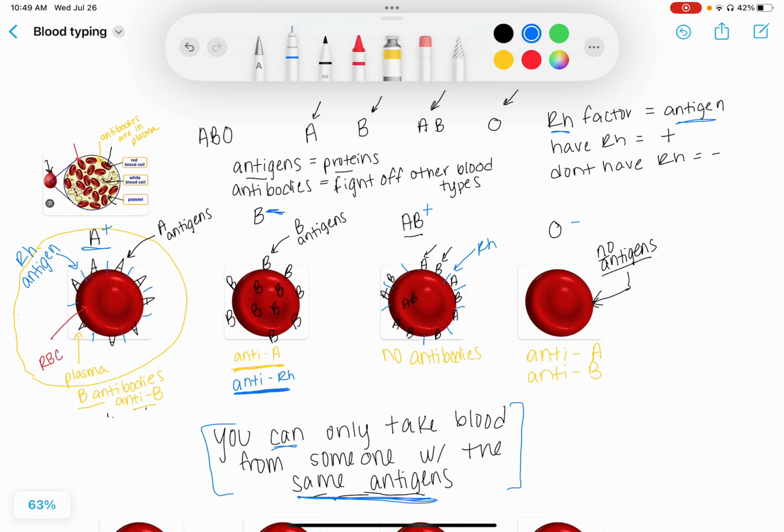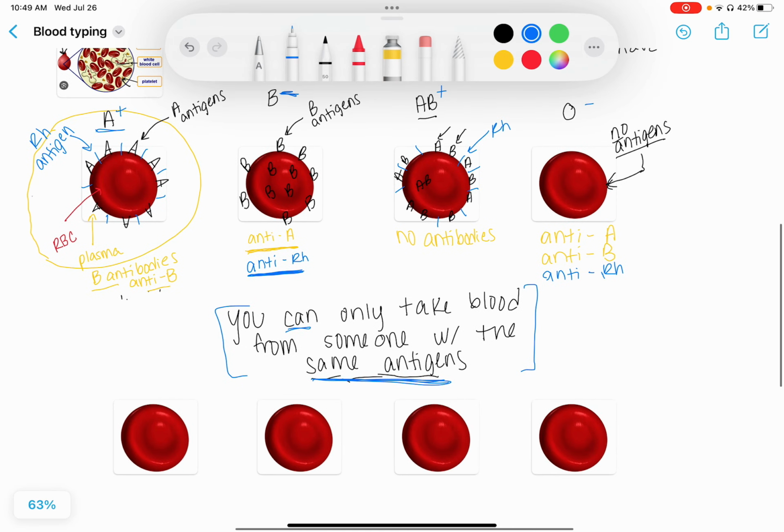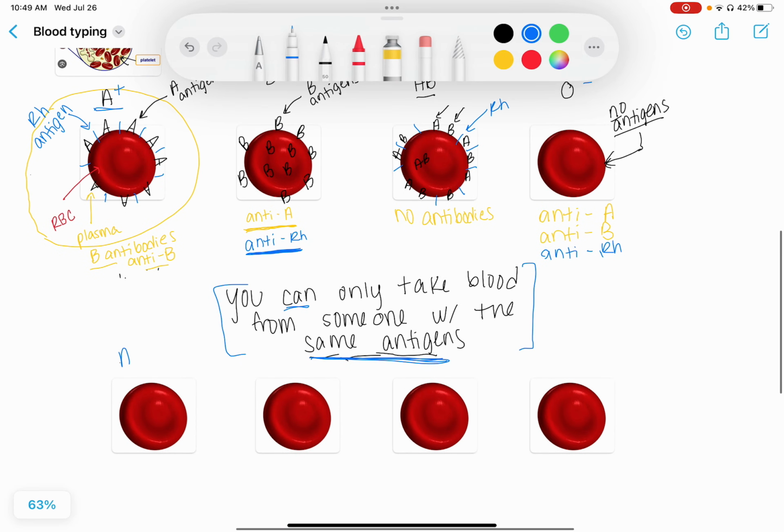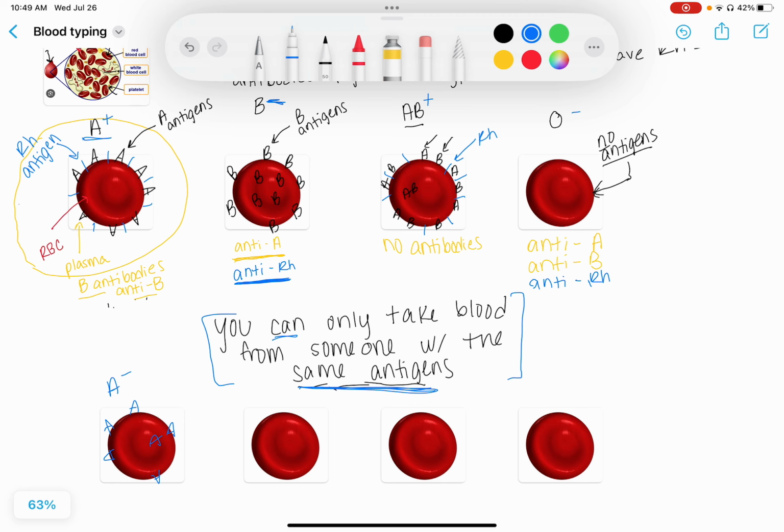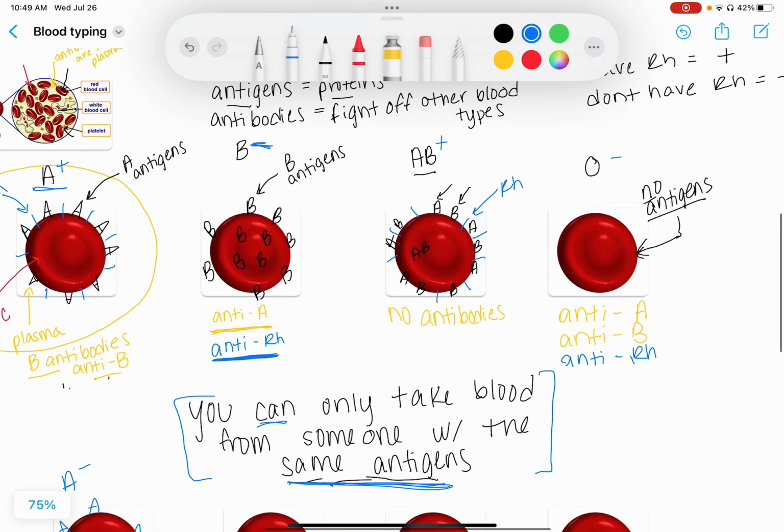Okay, AB positive has the Rh factor, so they're cool with it. O negative does not have the Rh antigen, therefore it is going to make antibodies against the Rh factor. And just as a side note, you could also have A negative, meaning they have the A antigens, but they don't have the Rh factor, and so on. So for every positive blood type, there's also a negative. We won't really go there.